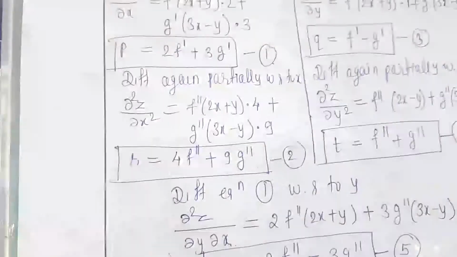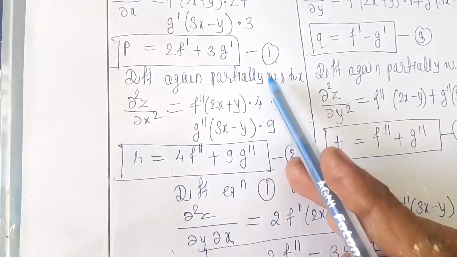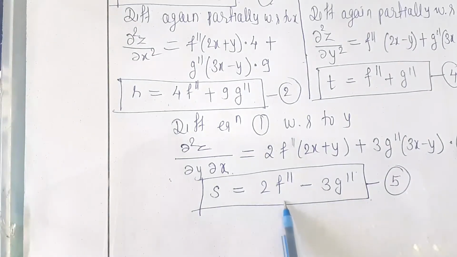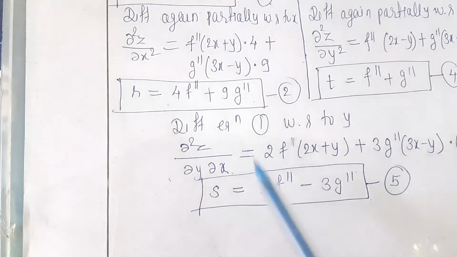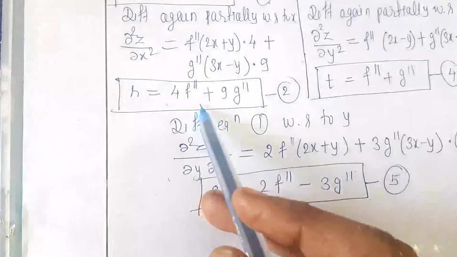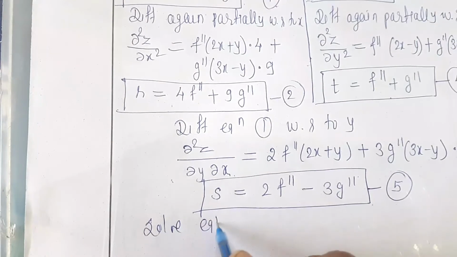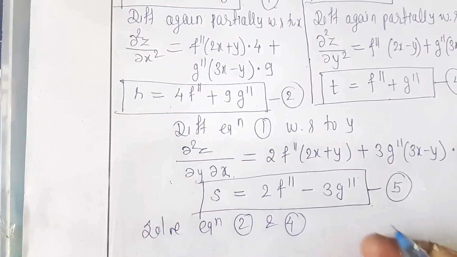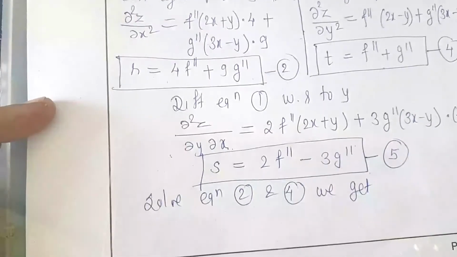Now see here, in p and q we have f dash and g dash. So we can eliminate f dash and g dash here by solving p and q. Or, if we observe, the last equation is in terms of f double dash and g double dash. So it is better to find f double dash and g double dash instead of f dash and g dash. If we get f double dash and g double dash values, we can substitute in equation number 5. So how do we get f double dash and g double dash? If we solve equations number 2 and 4, we get the values of f double dash and g double dash.